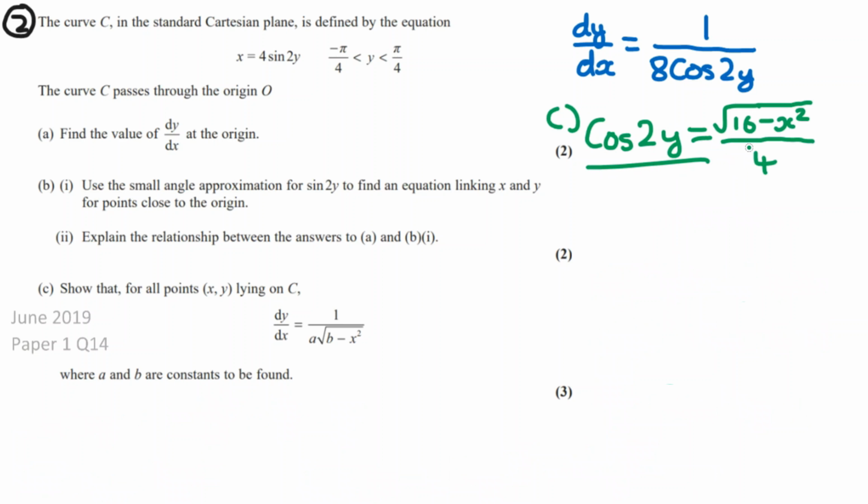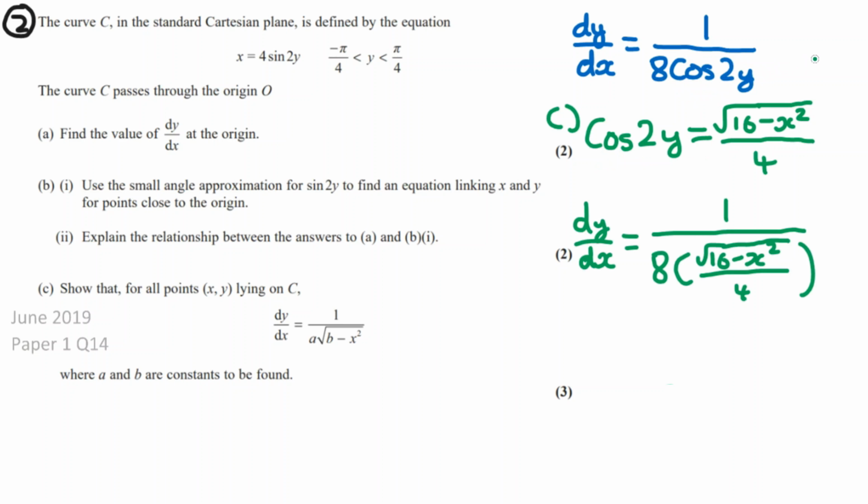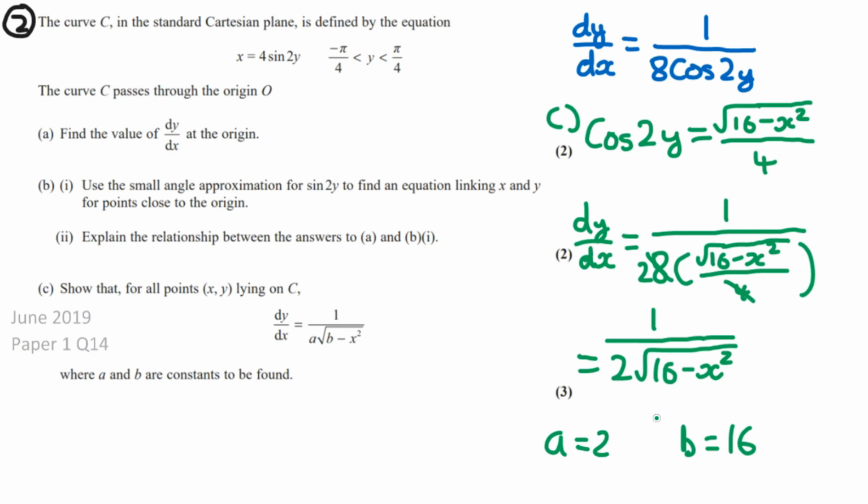So now we have the equation that cos of 2y is equal to the square root of 16 minus x squared over 4. So now we can make the substitution for cos of 2y, so dy over dx is equal to 1 over 8, and we replace the cos of 2y with this here. We do some simplifying in order to get into this form here. This 8 and this 4 can cancel down, so this 4 will go away and this 8 will now just be 2, like this here, which will leave us with 1 over 2 and then the square root of 16 minus x squared. And this here is in the form that we need of 1 over a, the square root of b minus x squared, where a is equal to 2 and b is equal to 16.